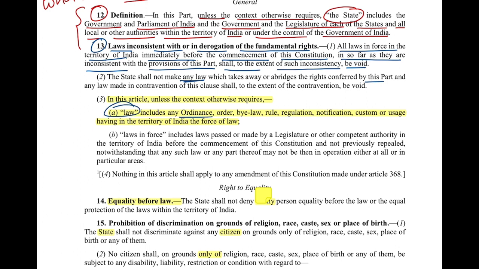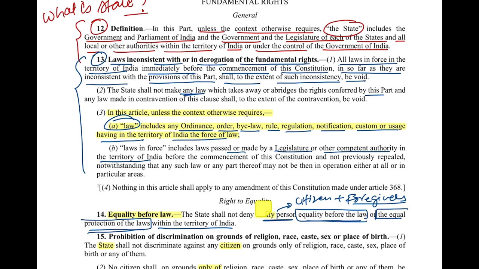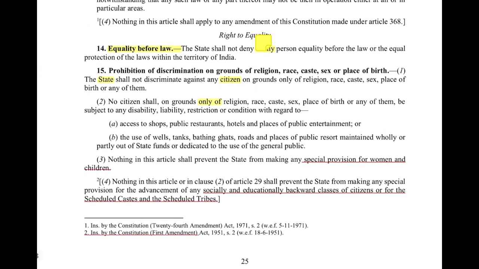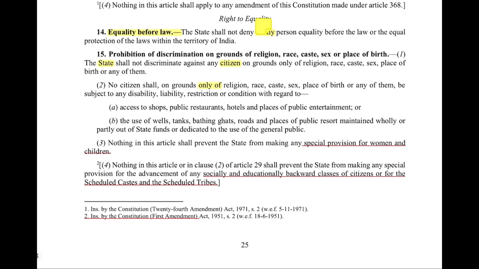Law includes any ordinance, order, bylaw, rule, regulation, notification, and custom is also mentioned, having force in the territory of India. Article 13 basically gives the judicial review power to the Supreme Court. So this is Article 13. Now starts Article 14.